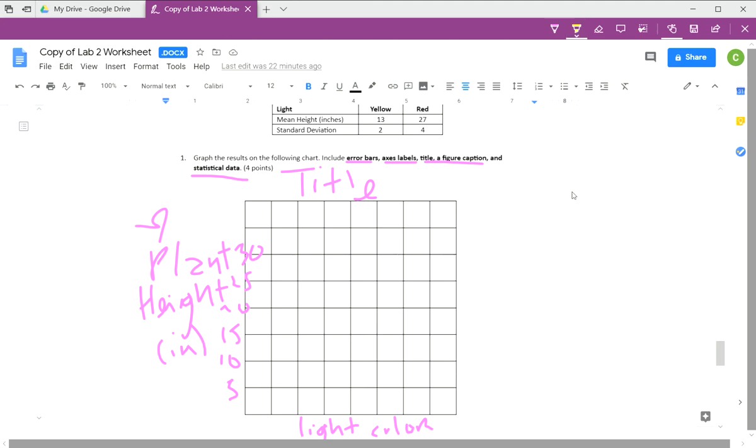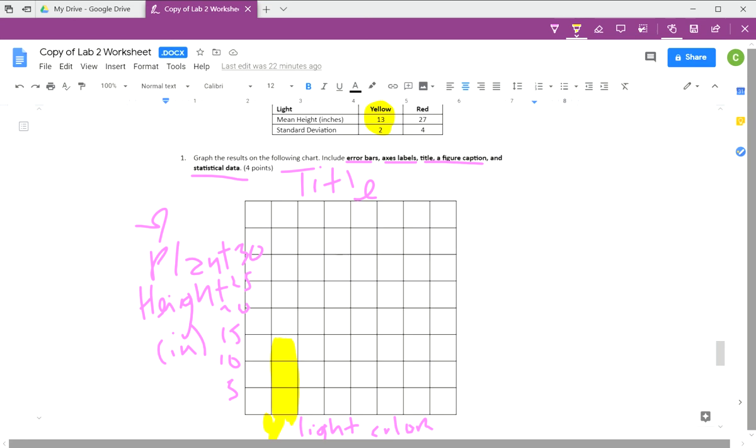Make it chonky. Okay. All right. So you're going to want to make sure that you label your bars. I don't have room to write yellow, but I'm just going to put a very terrible looking Y there so you guys know that it's for the yellow light. Okay. So our bar for this one is just going to be 13 inches. So we are going to go a little bit below 15, between 15 and 10. And that's where we want to draw our bar for our yellow.